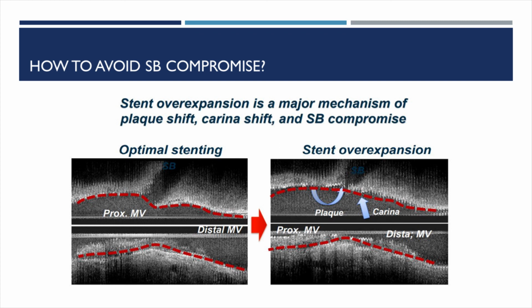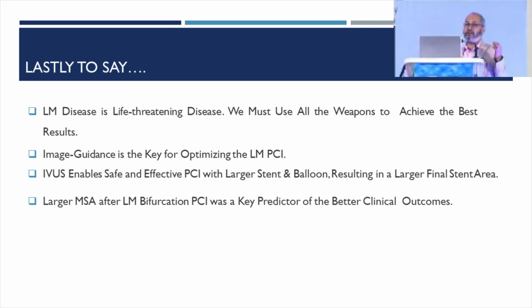So that is my last slide. Left main disease is life-threatening disease. We must use all the weapons to achieve the best results. Image guidance is the key for optimizing left main PCI. IVUS enables safe and effective PCI with larger stent and balloon, resulting in a larger final stent area. Finally, larger minimal stent area after left main bifurcation PCI was a key predictor of better clinical outcome. I think I should stop here and thank you very much.